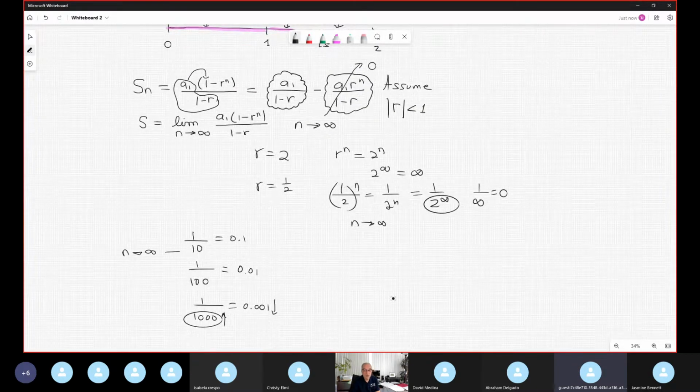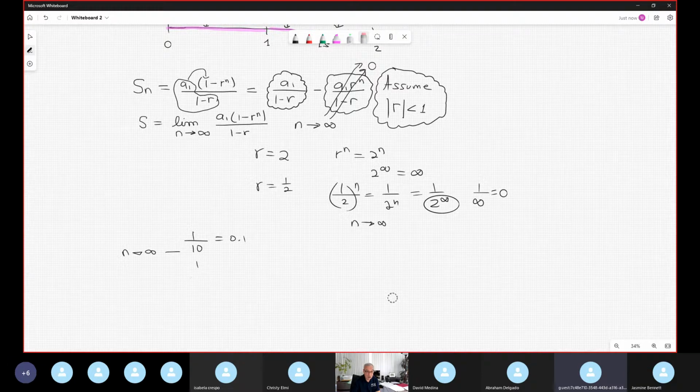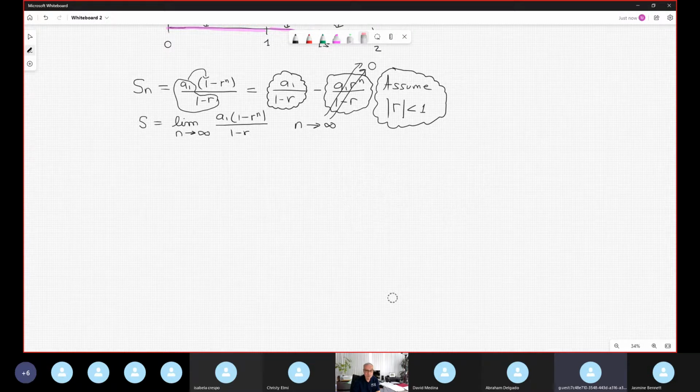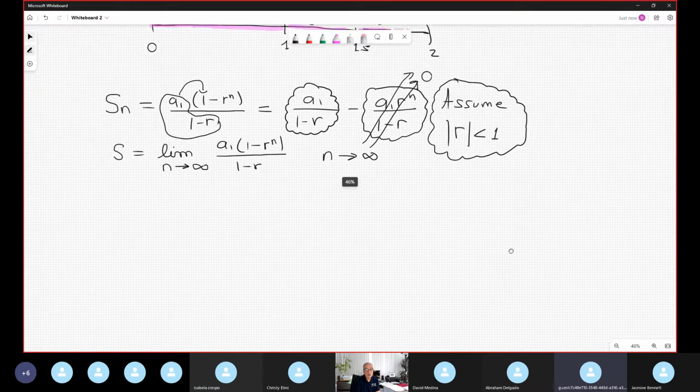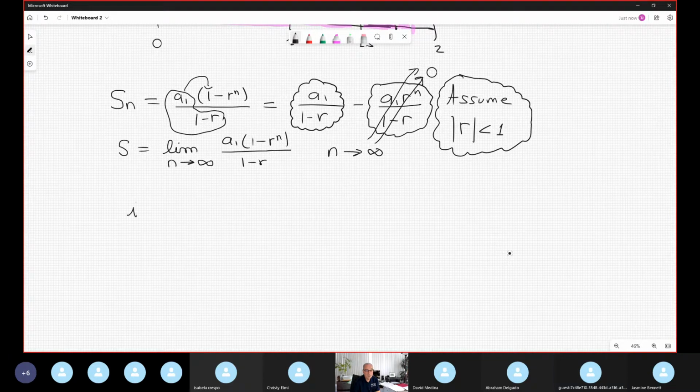Okay, that part goes to zero under the supposition that the common ratio is less than one. Now, what are the conditions? You find two things in one step. If my summation corresponds to a geometric sequence and the absolute value of the common ratio is less than one, automatically I know that my series converges.